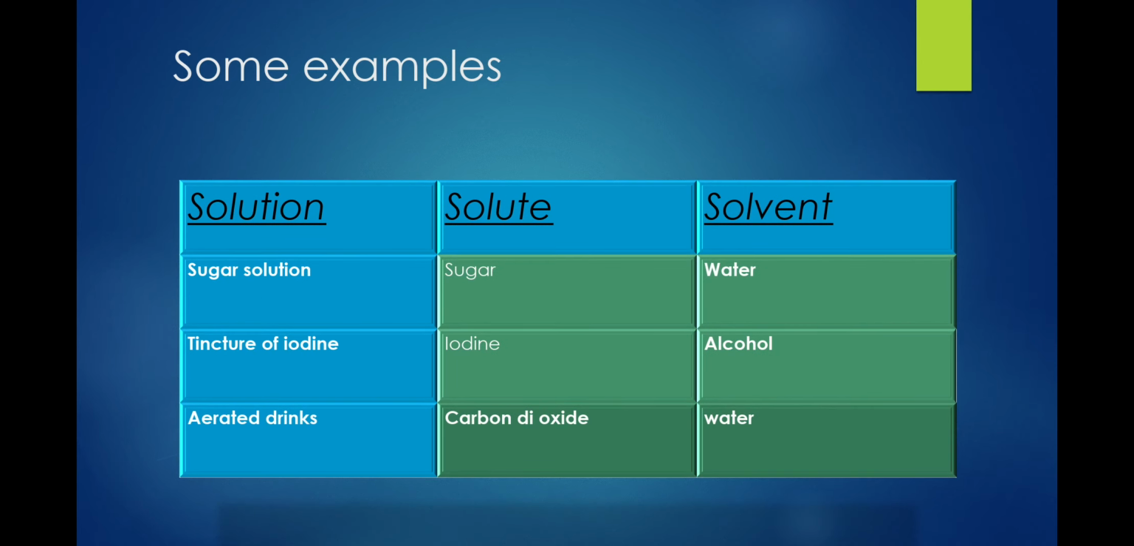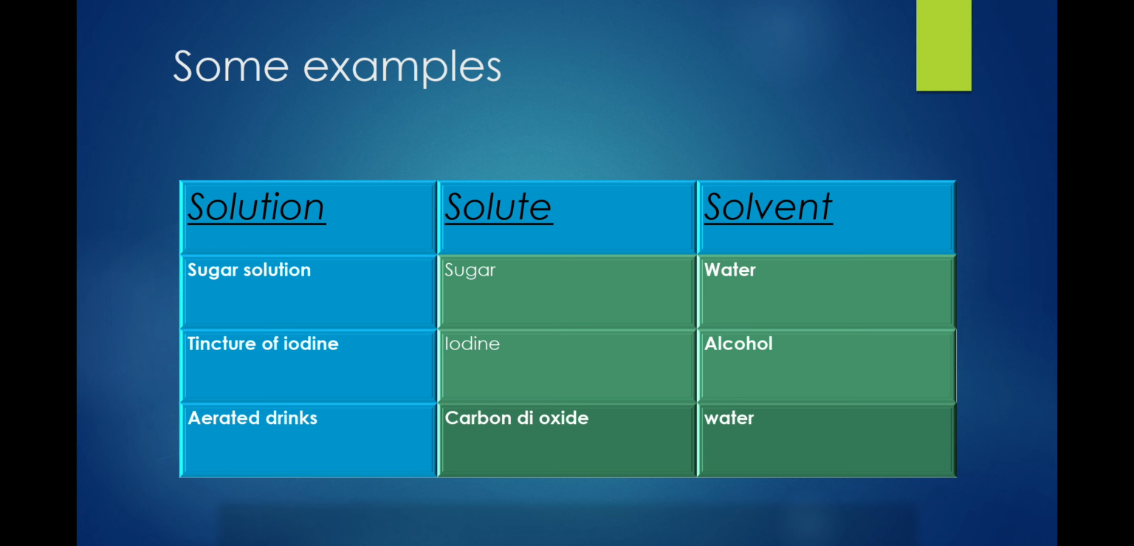Examples of some solutions. A solution of sugar in water is a solid in liquid solution. In this solution, sugar is the solute and water is the solvent. A solution of iodine in alcohol, known as tincture of iodine, has iodine, a solid, as the solute and alcohol, which is a liquid, as the solvent.